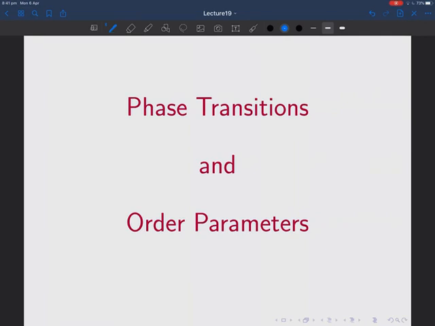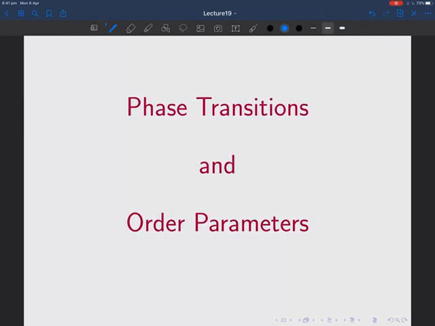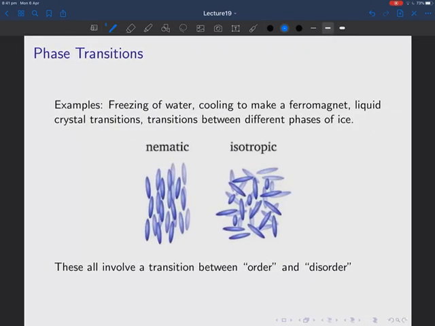So, phase transitions and order parameters. That's what we're going to do. We're going to start off with talking about order parameters, and then in this particular lecture we'll go on to do some mathematical preliminaries. So, what are examples of phase transitions? Well, they're all around us. Freezing of water, cooling a system to make a ferromagnet, cooling some iron, for instance. Cool it below the Curie temperature, and it becomes a ferromagnet.